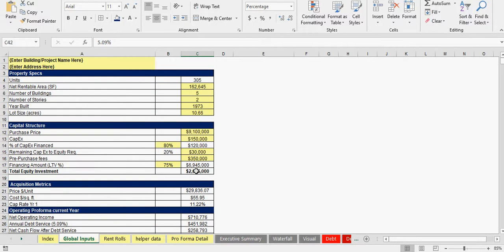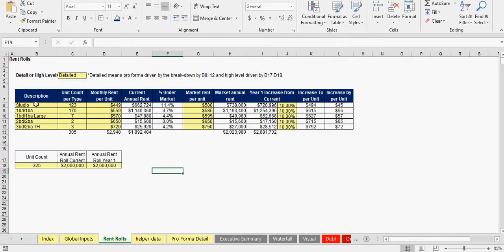Then debt service, so this is just loan details for the first loan. Now, if we go over, the next part is your rent rolls. So this is defining your main types of units. We just did 5 here. Unit count, rent per unit. All we're trying to do is roll up to figure out what the annual potential rent is.